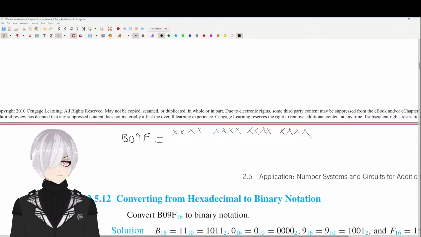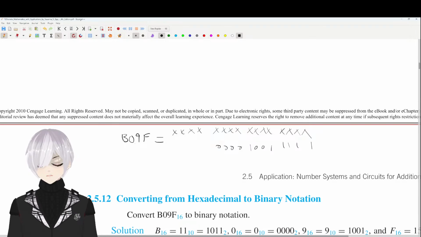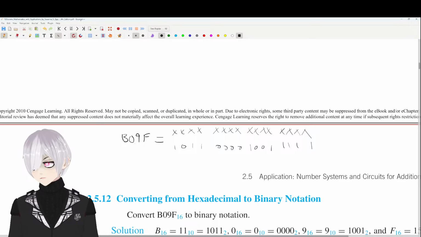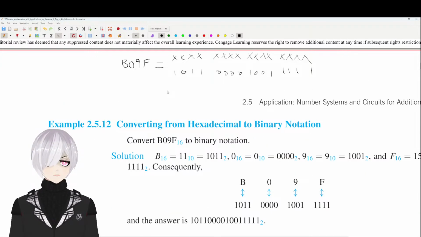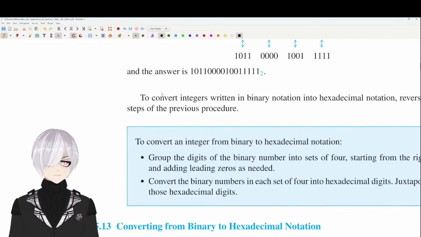So 15 is going to be all ones. 9 is going to be, let's see, 1, 2, 4, 8, and 1, 0. And then B is 11. So we need 8 and 3. So it'd be like this, I think. Yeah, that is pretty straightforward. Yeah, that's really cool.